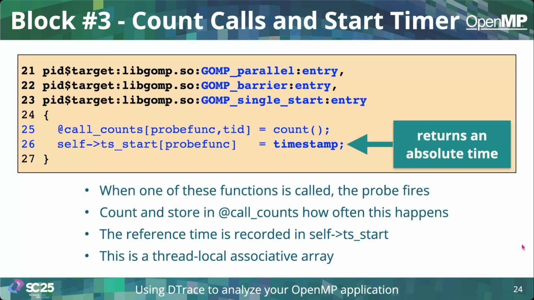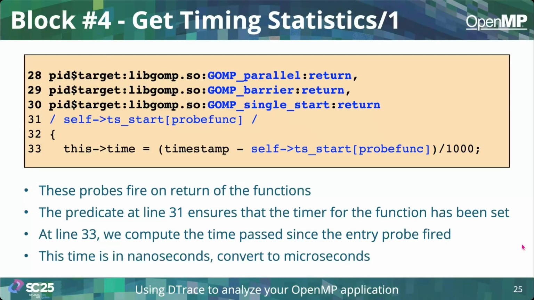I use a thread local variable. I don't have time to explain the ins and outs of that, but to be thread safe, I use the thread local variable. That's what the self with the arrow does. It declares this to be a thread local associative array element. That's at line 26. So here I'm setting things up. I'm counting and I'm getting the timestamp. Then in the next block of code, I look at the same functions, but now in the return. And what I'm doing there, first of all, at line 31, I have a predicate to make sure that the timer has been started. It should be, but it's good practice to be a little bit on the cautious side. At line 33, I now can calculate the time.